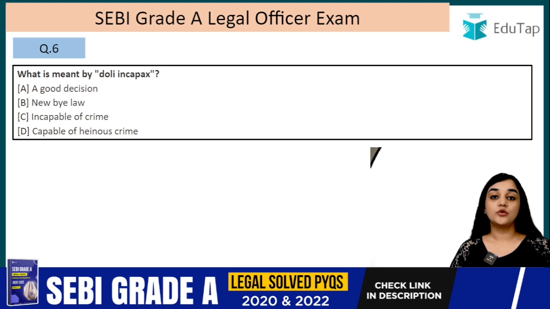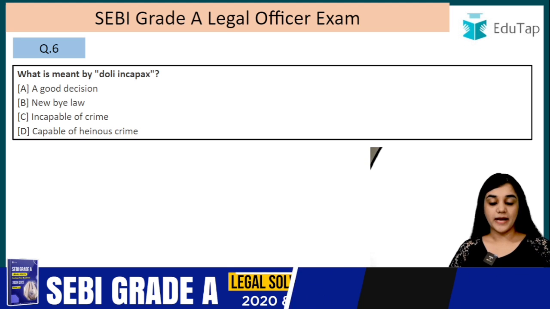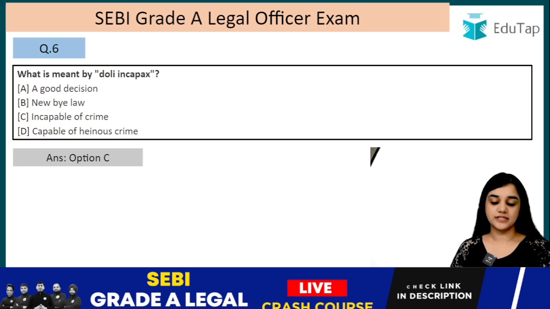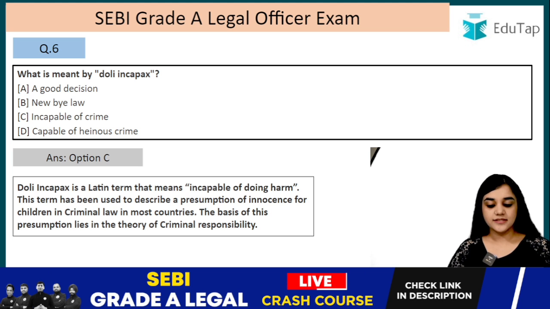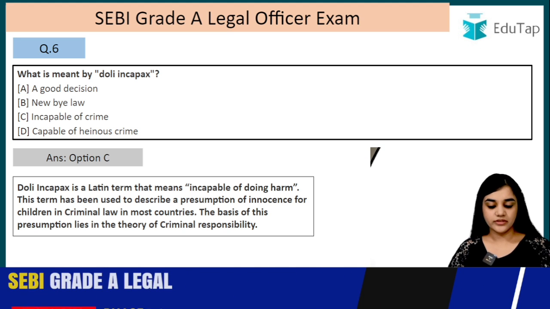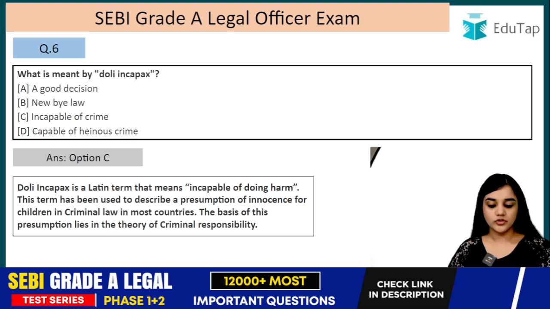What is meant by doli incapax? So doli incapax means someone who is incapable of crime, right? This is option C. Doli incapax is a Latin term which means incapable of doing harm. This term has been used to describe a presumption of innocence for children in the criminal law in most countries.